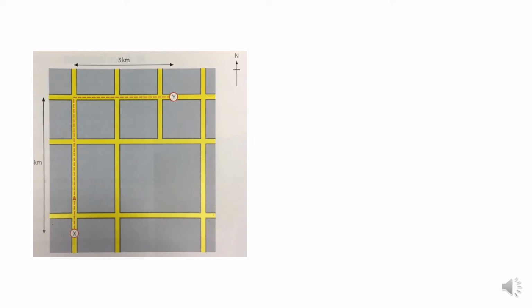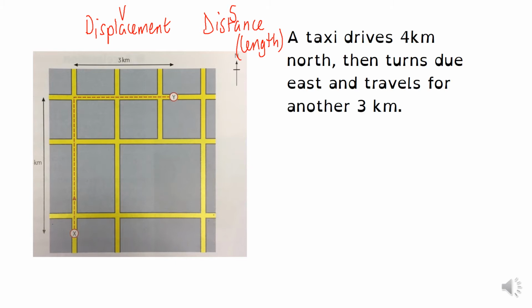So just to have a look at this in a little bit more detail, we're going to compare displacement and distance. Now distance and length are very similar, so we could use both of those. So displacement is a vector quantity and distance is scalar. Vector means that it has direction and scalar means it doesn't. So I've got here an example question.